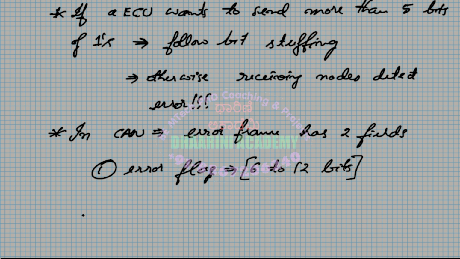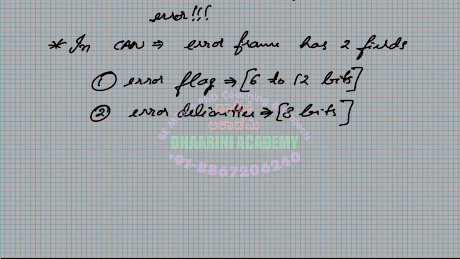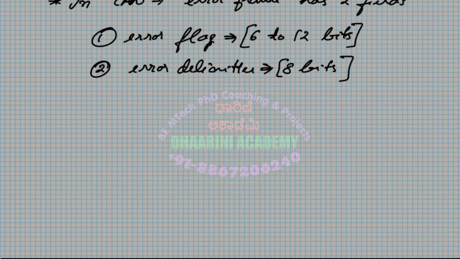Okay. Then the second field is the error delimiter, right? This is not up to, it's a fixed 8 bits, right? So more details about this we can study when we go for the bit stuffing. All right, so as of now we are simply discussing the structure, that's all. No details required, right? What are the different frames in that, and what are their structures? We are trying to answer that part. Okay, so that's the error frame, right?